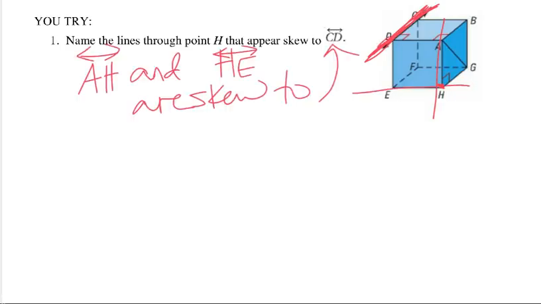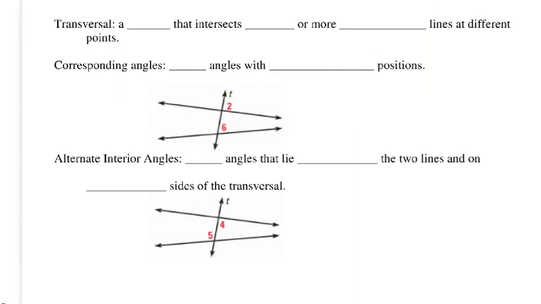So next, we do have a few more vocabulary words that we're going to be using in today's lesson and the next lesson in 3.2. First, we have a transversal line. A transversal line is a line that intersects two or more coplanar lines at different points. You can see these lines T down here, that these are transversal lines.